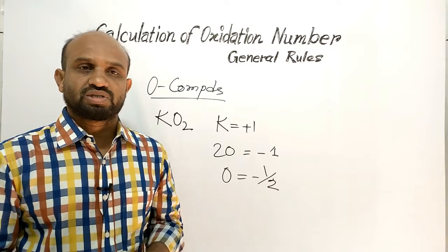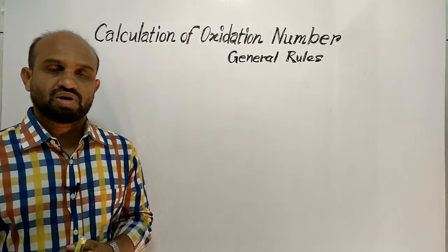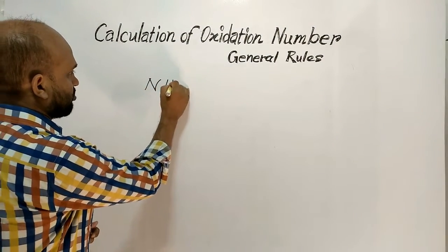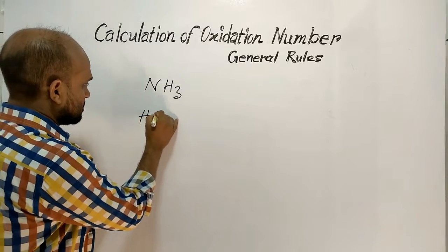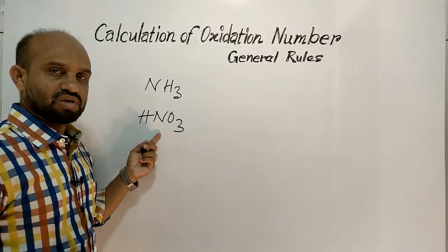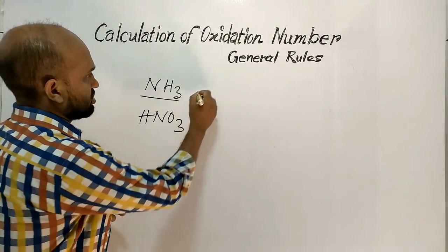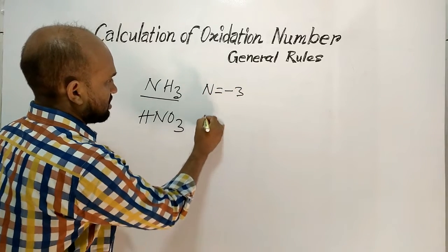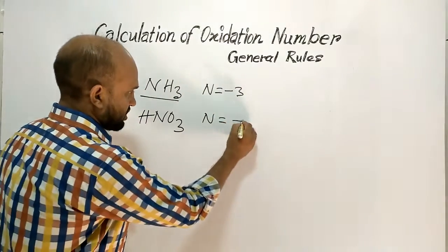Now let's see variable oxidation states of p block elements. Oxidation numbers of p block elements. Let's consider a molecule ammonia and another molecule nitric acid. P block elements show variable valencies. In ammonia, the oxidation number of nitrogen is -3, and in nitric acid the oxidation number of nitrogen is +5.